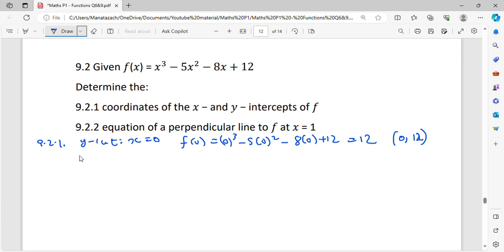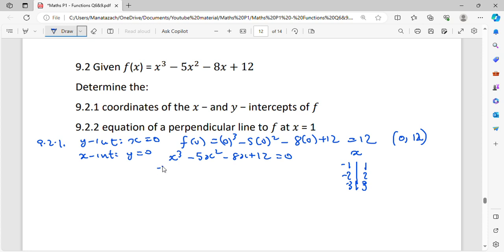And then let's come to the x-intercept, where y will be 0. So we'll have x cubed minus 5x squared minus 8x plus 12 is equal to 0. To factorize the cubic function, you need to choose values of x. Gonna choose -1, then you choose 1, then you choose -2, choose 3, and so on and so forth. So it's some sort of an iteration until you get the correct factors. Let's start with -1, right?